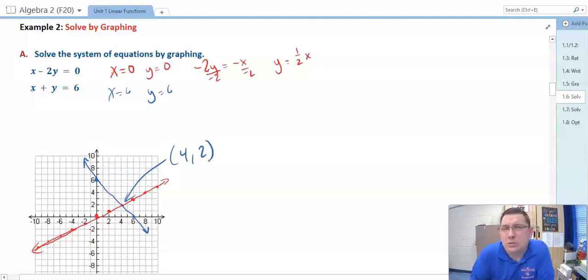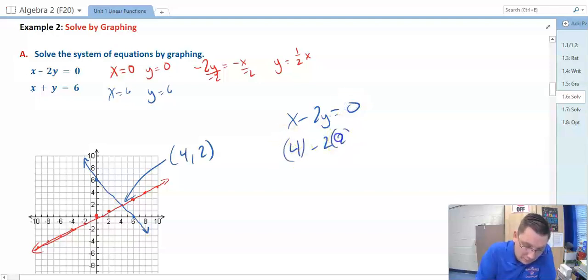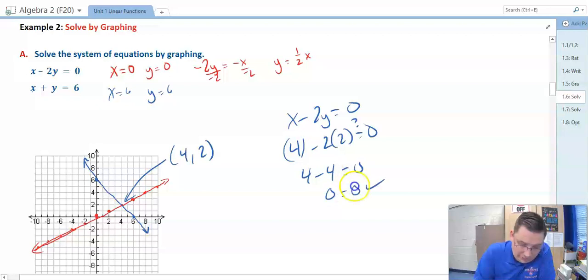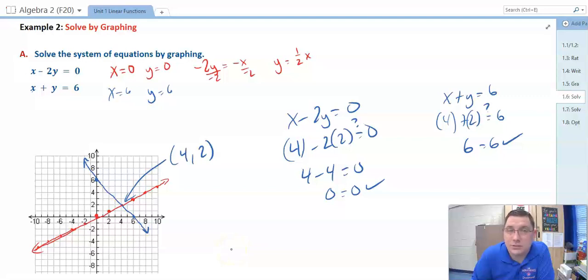Now, how do we verify solutions of a system? We need to plug the ordered pair that we find back into both equations. And so we're going to do the first one, x minus 2y equals 0. Well, 4 minus 2 times 2, is that equal to 0? And so 4 minus 4 is equal to 0, so 0 is equal to 0, that checks out. We do it for the second one as well, so x plus y is equal to 6, so 4 plus 2, is that equal to 6? Well, obviously 6 is equal to 6, so it checks out for both, which means that we have the right point, and this is the solution of this system.